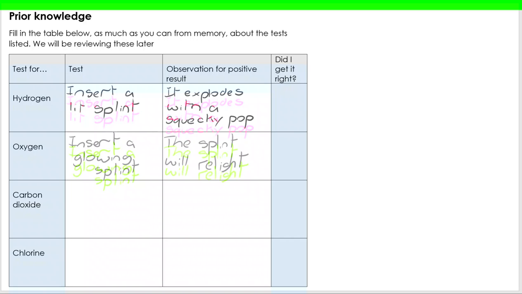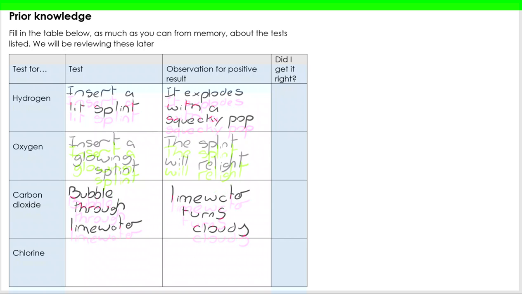Carbon dioxide, really important one. Carbon dioxide, we would bubble through limewater, and if carbon dioxide were present, the limewater would turn cloudy. And finally, and taking us to the end of this very short video, the test for chlorine. Very specific. You do need to remember it, just as you need to remember all of the others as well.